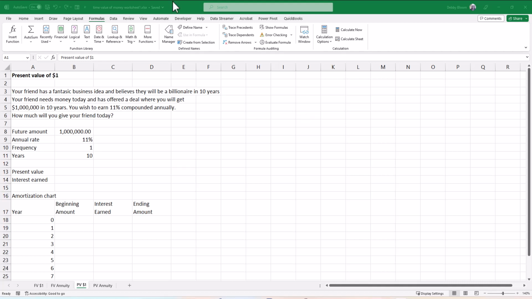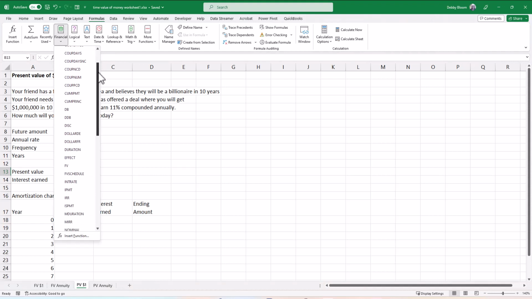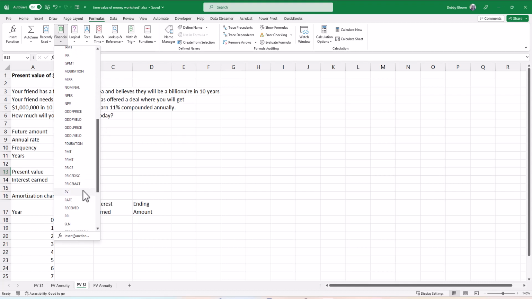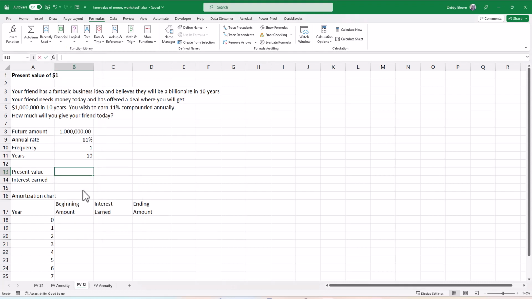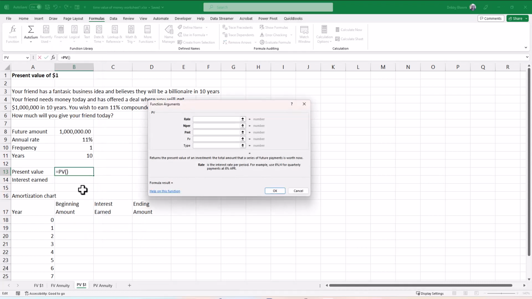So in order to calculate that amount, we're going to click in cell B13. We're going to click Formulas, Financial, and PV. So we're going to scroll all the way down to PV, present value of an investment. So in this case, our rate is 11%.